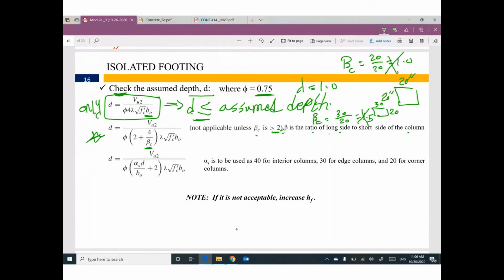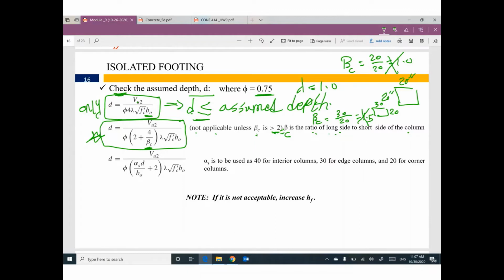So this expression, it's very rare to use it. Beta must be greater than 2. Not applicable unless beta c is greater than 2. What is the value of beta c? It is the ratio of the long side of the column to the short side of the column.